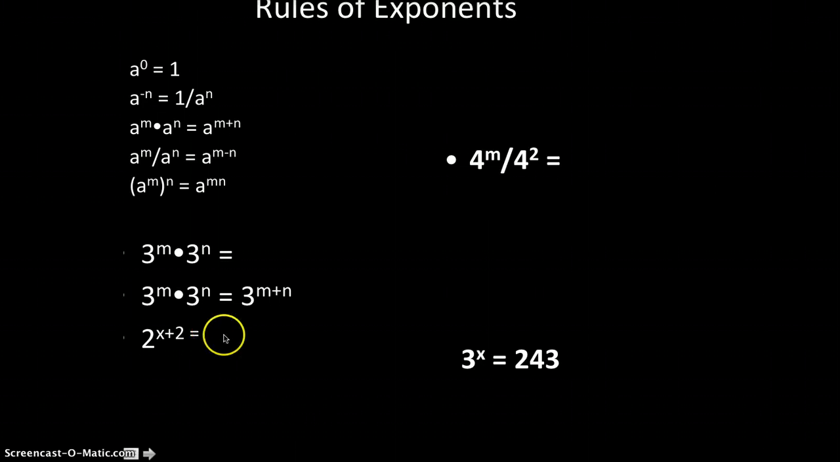Let's reverse that process a little bit. What if you had 2 to the x plus 2? Well, reversing this process up here, that would mean this is really 2 to the x times 2 to the second. Now, we're not used to doing this. That's just the reverse of this rule. It's okay to do the rule from left to right, but it's also okay to do the rule from right to left. Something you may not have thought about.